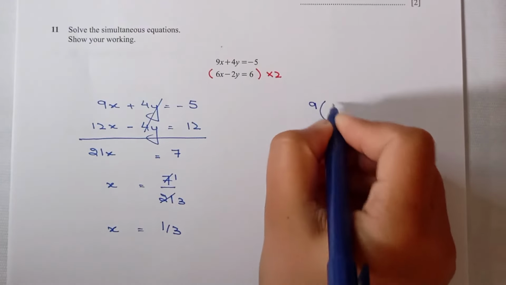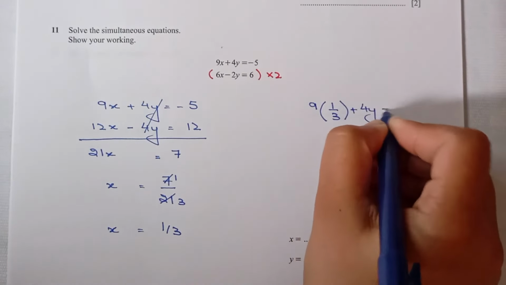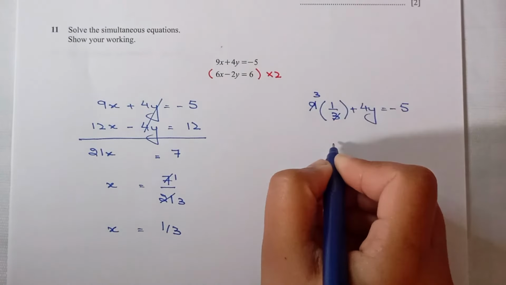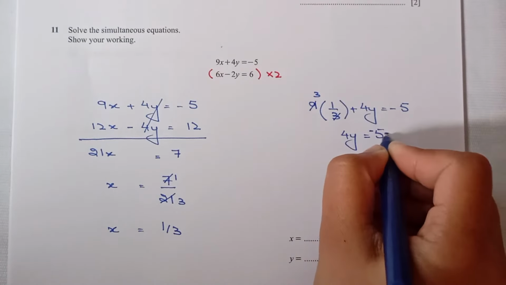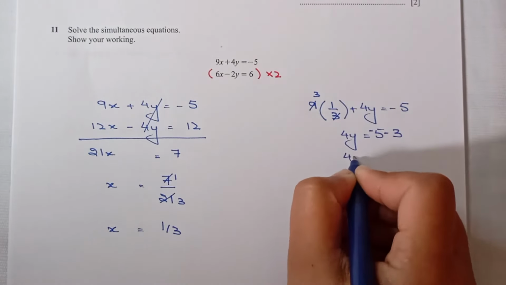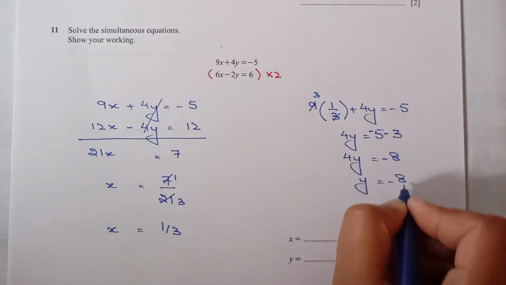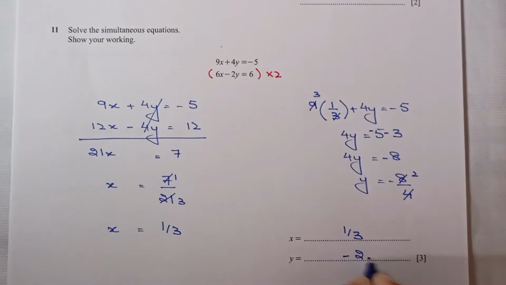So 9 times x plus 4y would be equal to negative 5. 3 times 1 is 3, 3 times 3 is 9. So 4y would be equal to minus 5 and minus 3. So 4y would be equal to negative 8 and y would be equal to negative 8 divided by 4, and 4 times 2 is 8. So negative 2 is the answer for y.